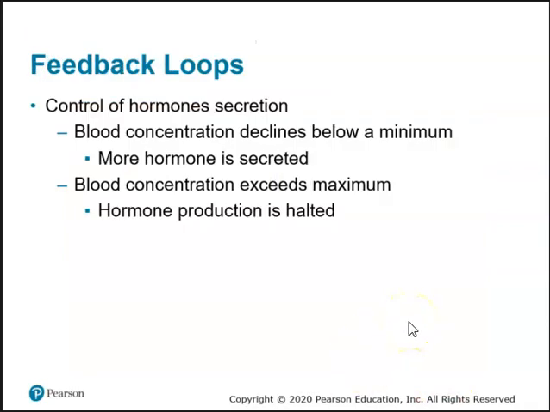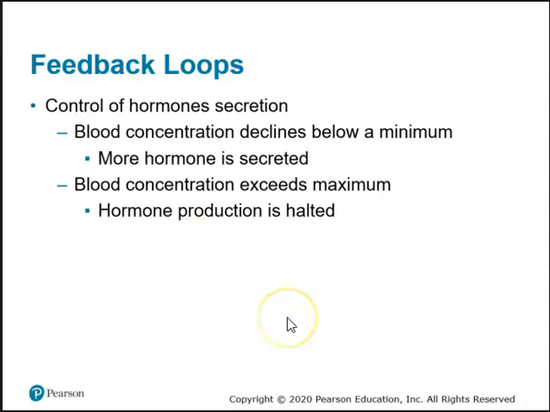Feedback loops. Feedback loops help control hormone secretion. If, for example, the blood concentration of a hormone goes below a minimum level, this will basically induce an endocrine gland to secrete more hormone. If the blood concentration of a hormone goes over the maximum, this will tell the endocrine gland to stop secreting that hormone. So hormone production is halted.